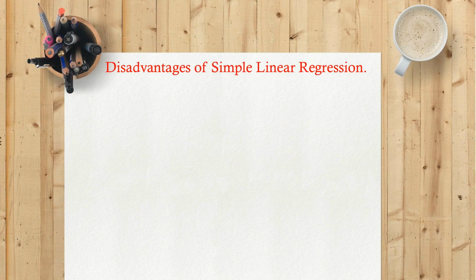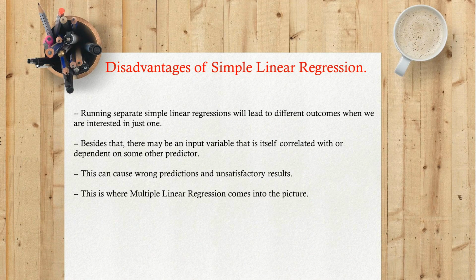Disadvantages of simple linear regression. Running separate simple linear regressions will lead to different outcomes when we are interested in just one. Besides that, there may be an input variable that is itself correlated with or dependent on some other predictor. This can cause wrong predictions and unsatisfactory results. This is where multiple linear regression comes into the picture.